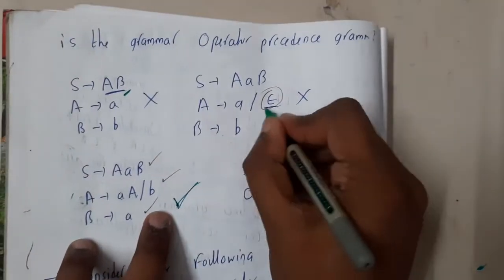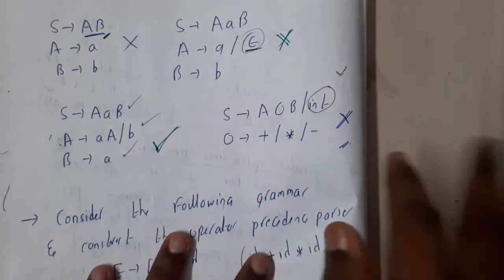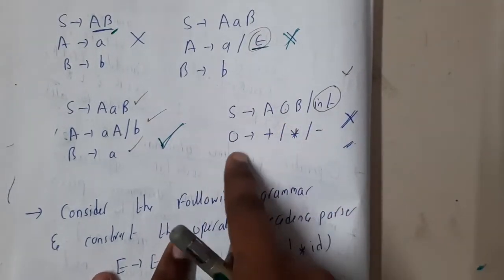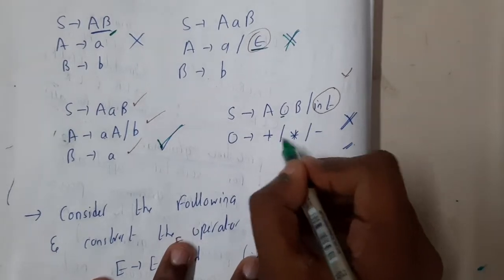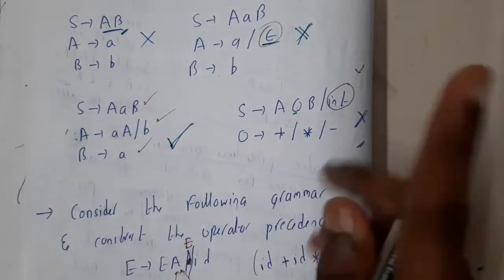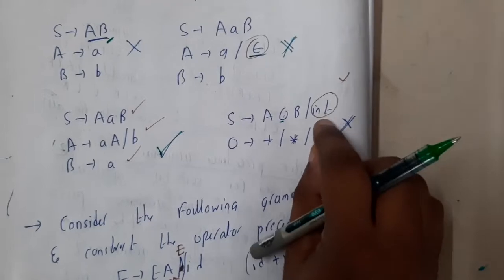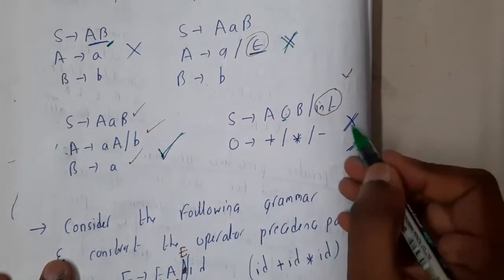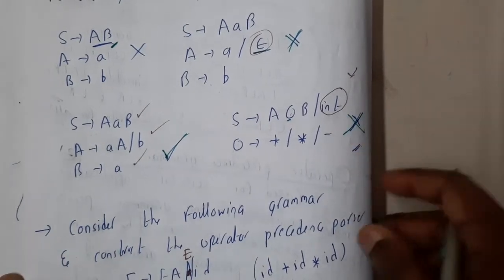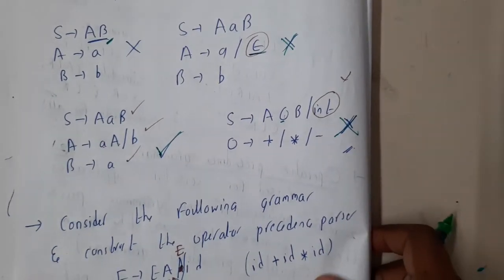What about this? Here there is epsilon, so not operator precedence. And this looks okay. There are no two non-terminals beside each other, because here they are separated with an operation, so there is no issue with that. But the observation here is that we are having int. What do they mean by int? That's absolutely wrong. Hence you can conclude that this particular thing is also not operator precedence grammar.